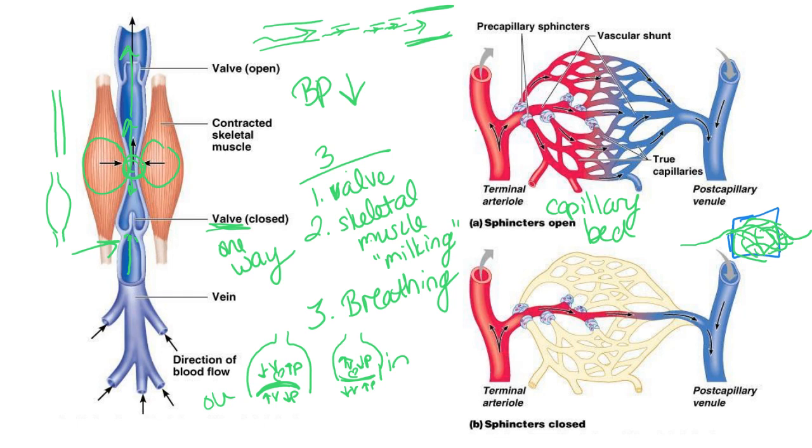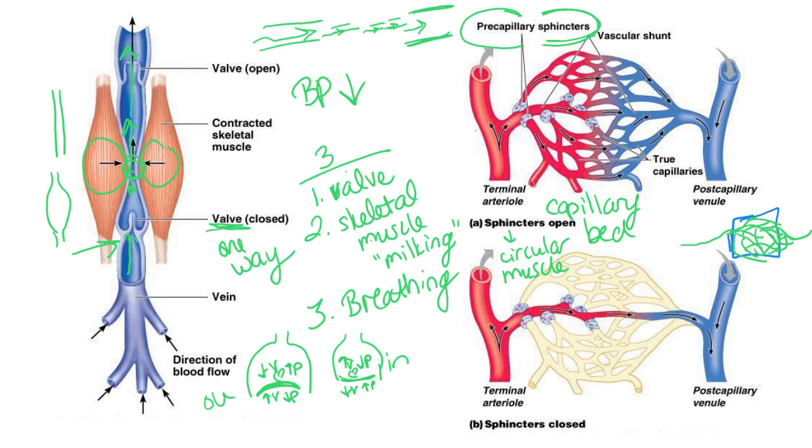So at the beginning of each capillary network is what's called a precapillary sphincter. A sphincter is just a circular muscle. So if the sphincter is relaxed, then it's open. If it's contracted, then the circle is nice and tight and it is going to be closed. So at the beginning of each of these capillary networks, we have these precapillary sphincters.